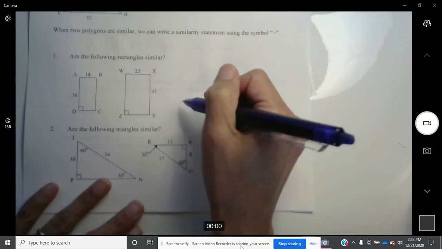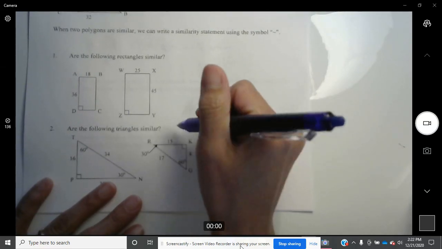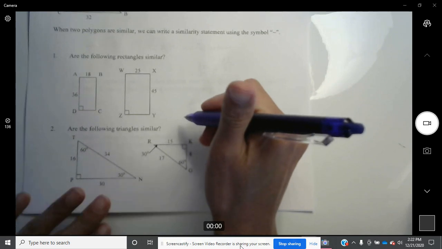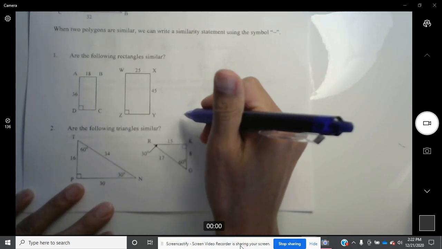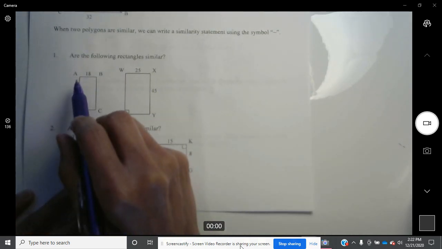Let's look at these two rectangles and try to figure out if they are similar figures. The first thing I need to ask myself is, are the corresponding angles congruent?